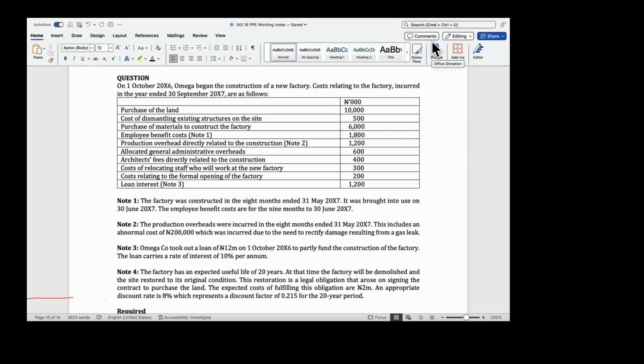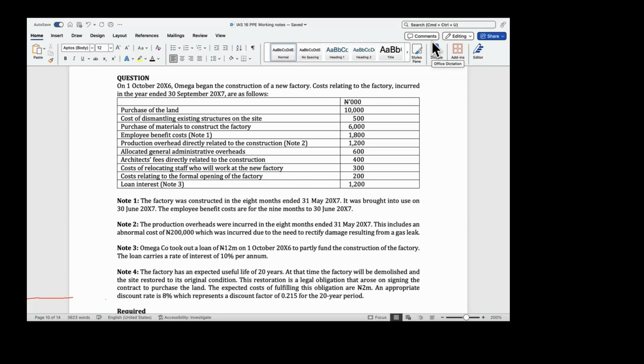At that time, the factory will be demolished and the site restored to its original conditions. The restoration is a legal obligation that arose on signing the contract to purchase the land. The expected cost of fulfilling this obligation is 2 million. An appropriate discount rate is 8%, which represents a discount factor of 0.215 for the 20 years period.